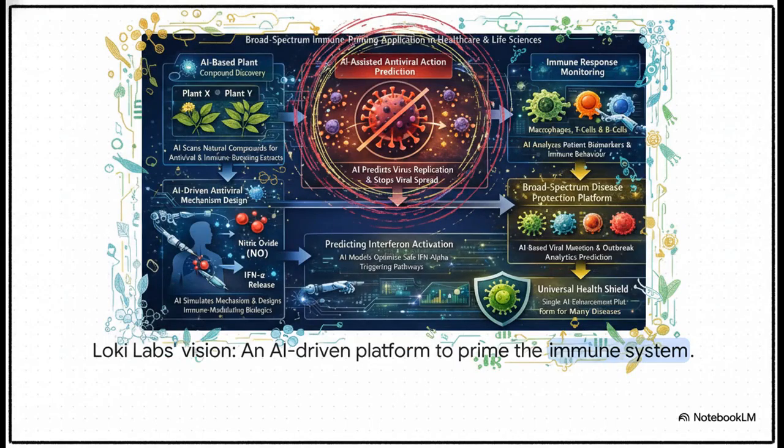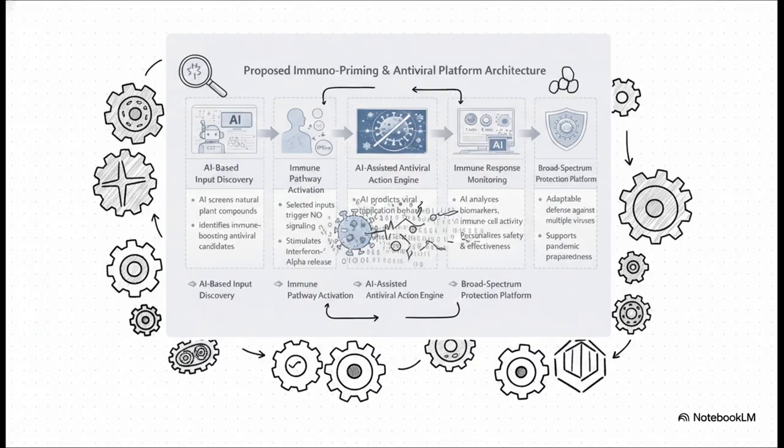This diagram right here shows their incredible vision. Instead of a traditional vaccine, they imagined an AI-powered platform. If you just follow the flow, you can see how it starts with AI discovering natural compounds, then it predicts their antiviral effects, all to create what they call a universal health shield that primes the immune system. And now, look at this. It is our modular architecture in action, right there on the screen.